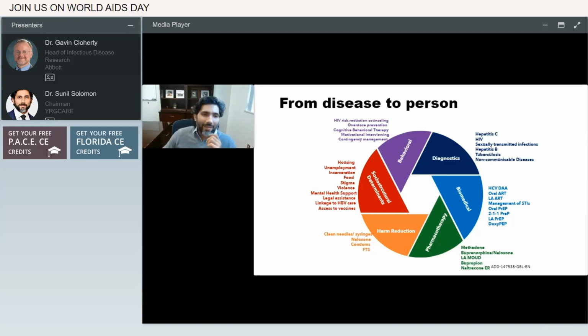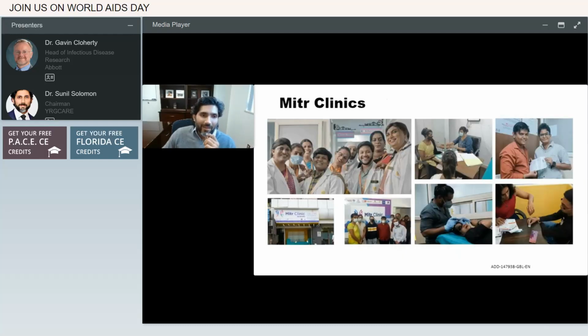I want to end with a couple of examples of how we have started to explore the role of these models. The first one I want to highlight is the MITRA clinic. So this is again funded by USAID and PEPFAR. So we established about 3 such clinics for the trans community. This is one of the first comprehensive clinics for both trans men and trans women in India.